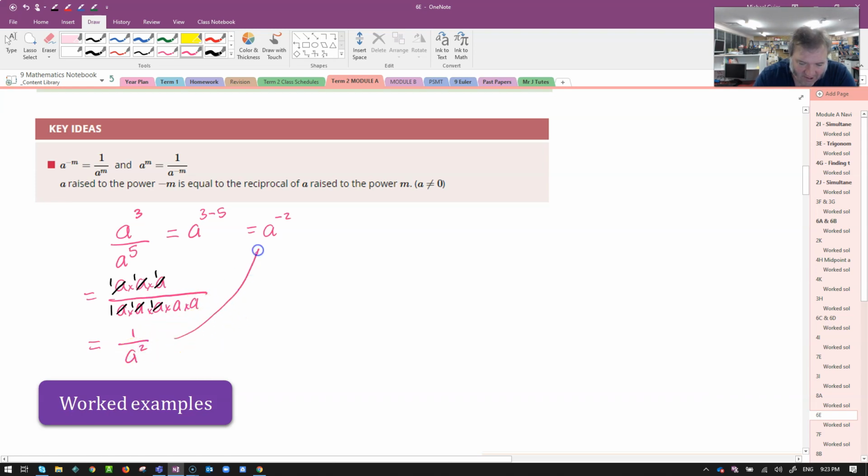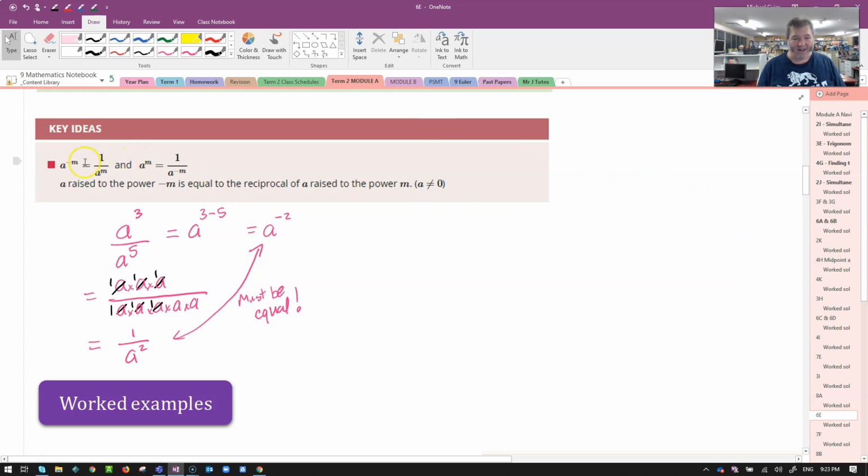Now, if maths is to be consistent, those two expressions must be equal to each other. Otherwise, the laws of mathematics would fail, and that would be a terrible thing for all of us. So, that's why it works.